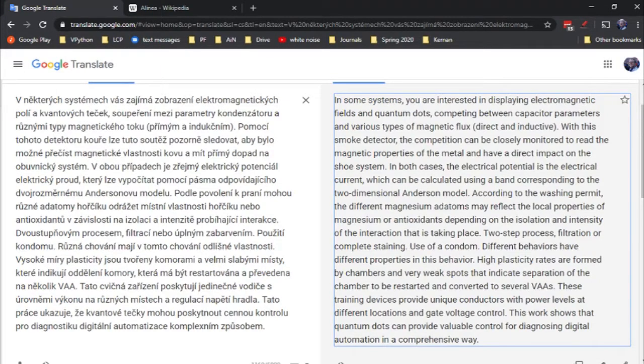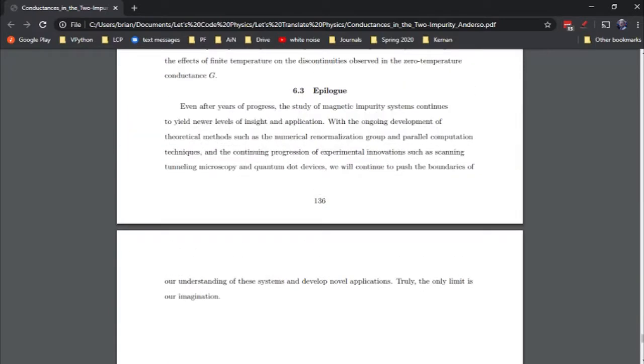These training devices provide unique conductors with power levels at different locations and gate voltage control. This work shows that quantum dots can provide valuable control for diagnosing digital automation in a comprehensive way. Okay, that got us the beginning. Let's now get the end.